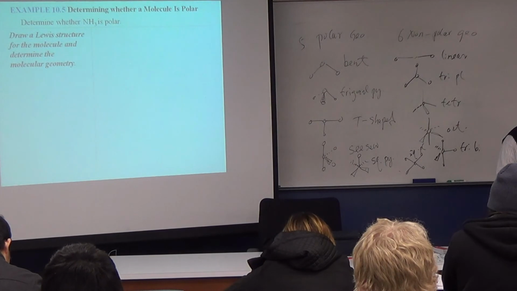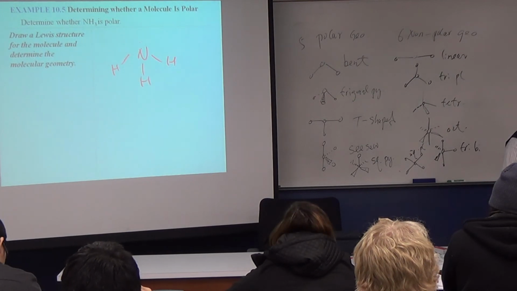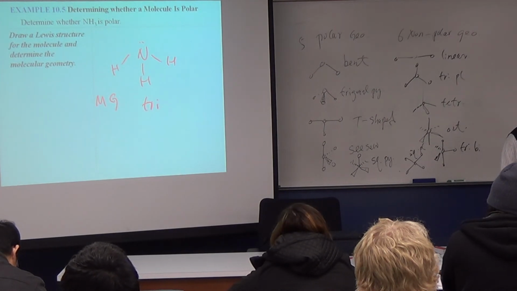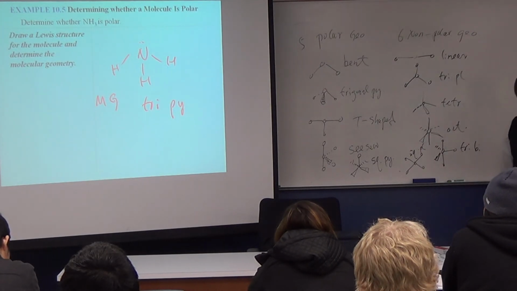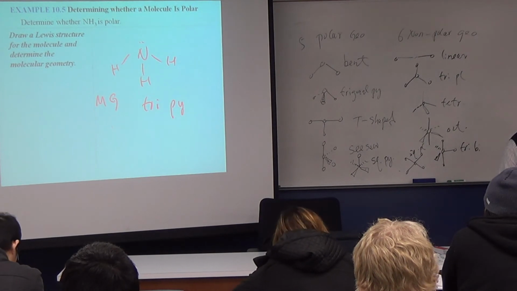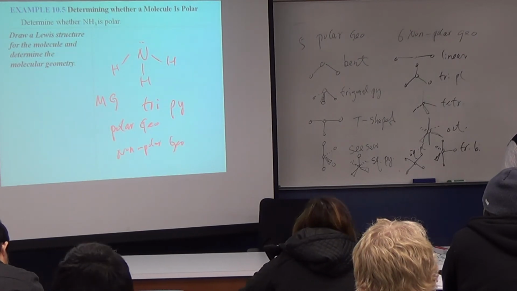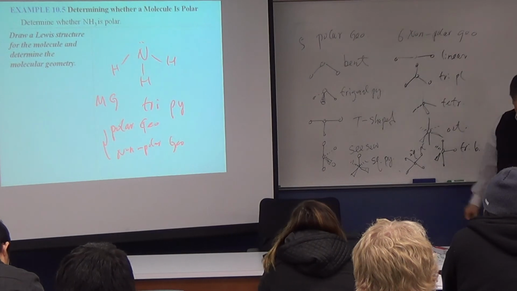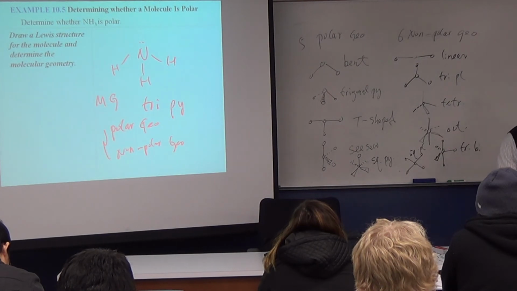So you already know this molecule, NH3, like this. Let's see what the molecular geometry is. Very good, trigonal pyramid. Which group does this belong to, the polar geometry or the non-polar geometry? I grouped them a little differently now. This trigonal pyramid is a polar geometry.